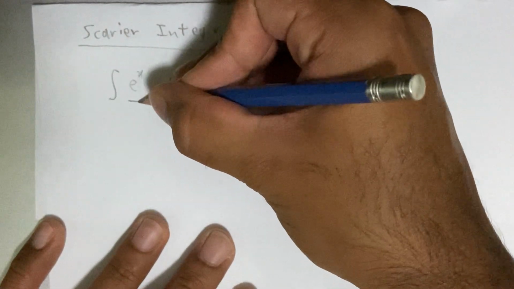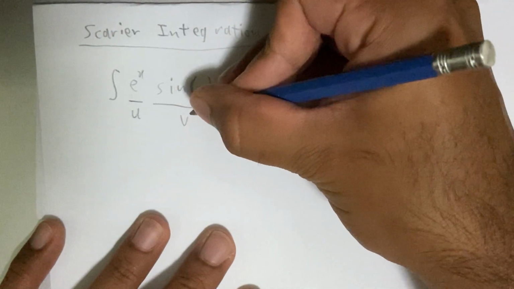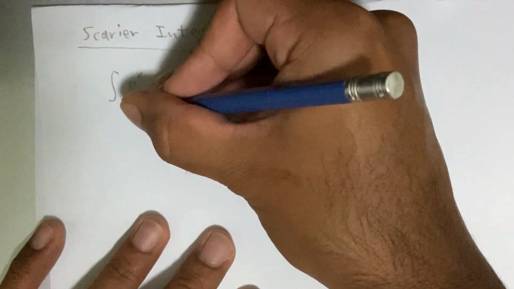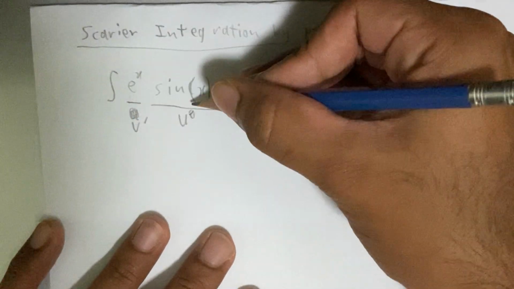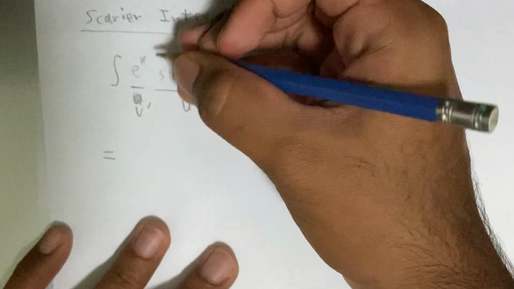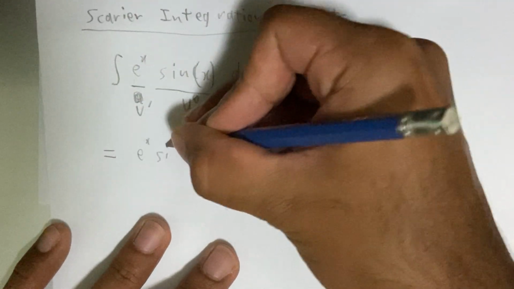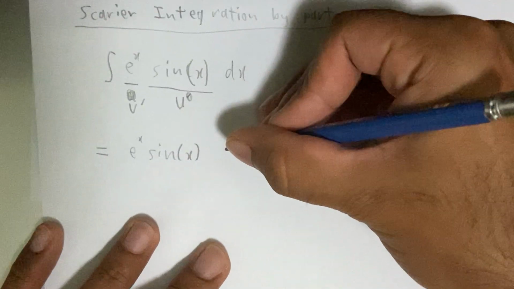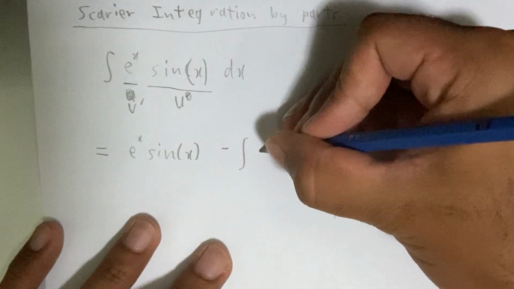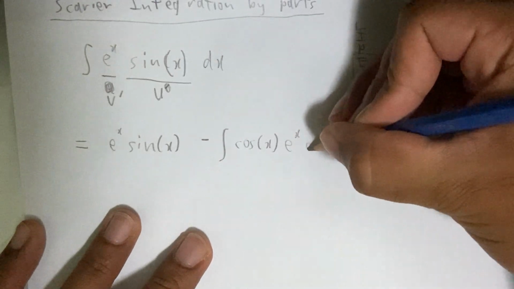So we can just say that this is u and this is v prime. Or no, let's say this is u and this is v prime, because I don't want to integrate this and get a minus. Okay, so when we plug this into our formula, we get uv, which is e^x sine x, minus the integral of u prime v. So u prime is cos x and v is e^x dx.